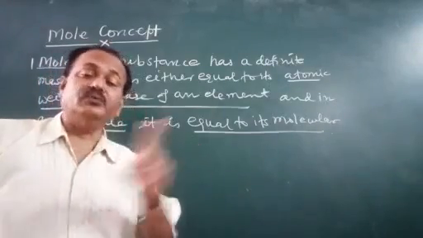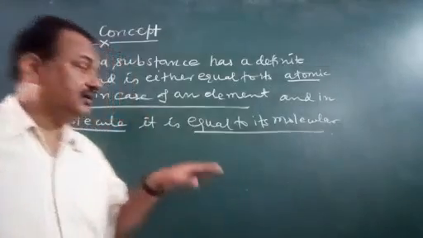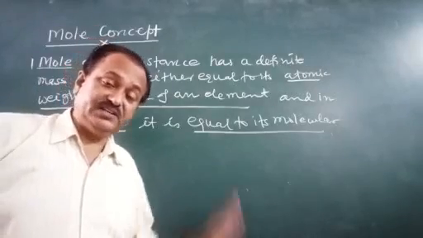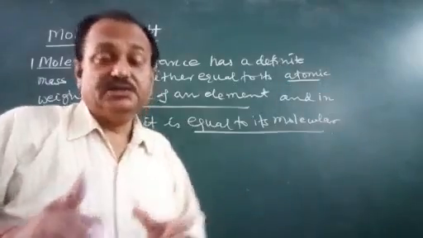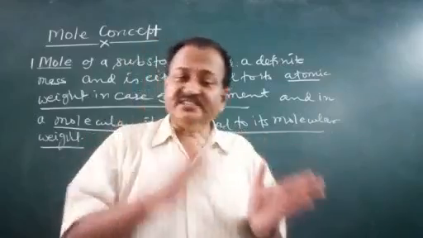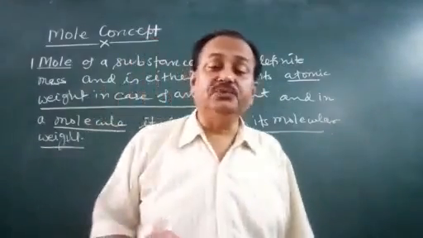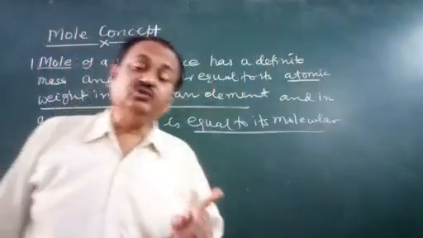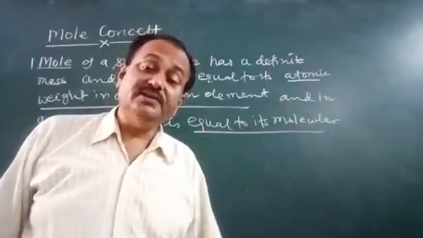So two parts are there. One is the number of particles, the other is the weight or the mass due to which the substance is attracted by the gravitational force of Earth. This is the second point. Though the two points are related to each other, both points are related to each other. At the same time, at one time it has 6.02 particles and at that same time it has a fixed amount of weight. Weight will be equal to what? Either in case of an element it will be equal to its atomic weight, in case of a molecule it will be equal to its molecular weight.